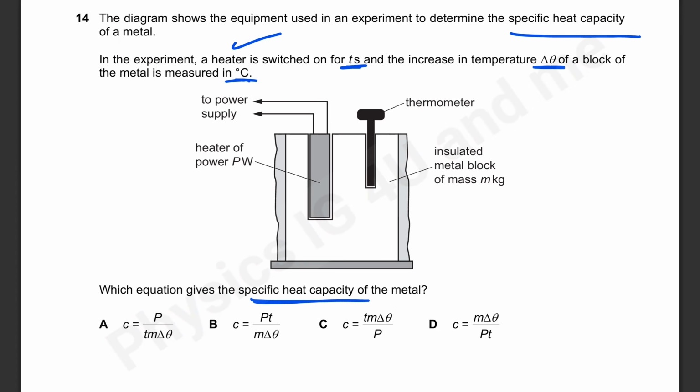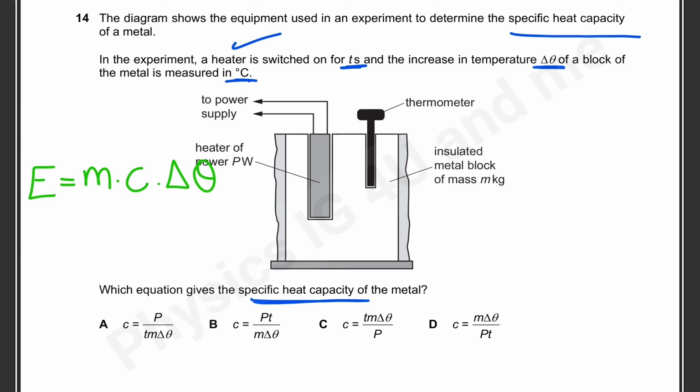Okay, let me remind you, we know already that the heat energy equals mass multiple specific heat capacity multiple change of temperature. Sorry, here change of temperature they use theta, my bad, theta. So I need the C here. C equals energy over m delta theta. I notice in the 4 options I don't have the energy E.